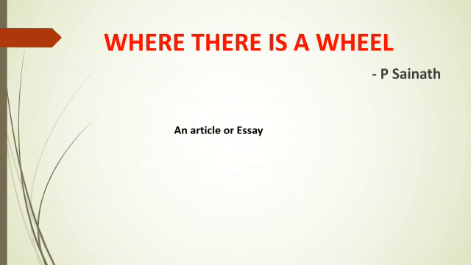This particular article was written by P. Sainath for The Hindu newspaper, and this essay is also included in his bestselling book, Everybody Loves a Good Drought. Where There Is a Wheel is an essay that elaborates the concept of women's empowerment through the simple act of bicycling.